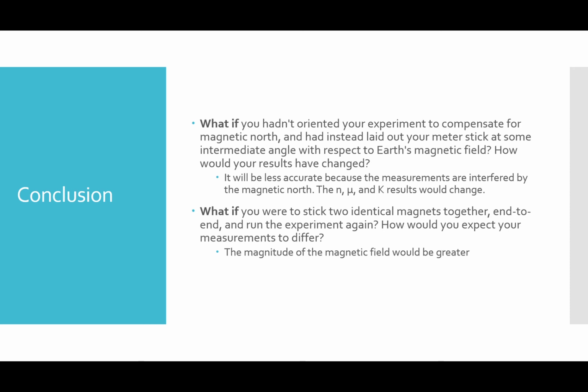What if you were to stick two identical magnets together end to end and run the experiment again? How would you expect your measurements to differ? I would expect my measurements to differ, with the magnitude of the magnetic field being greater than what it was originally.